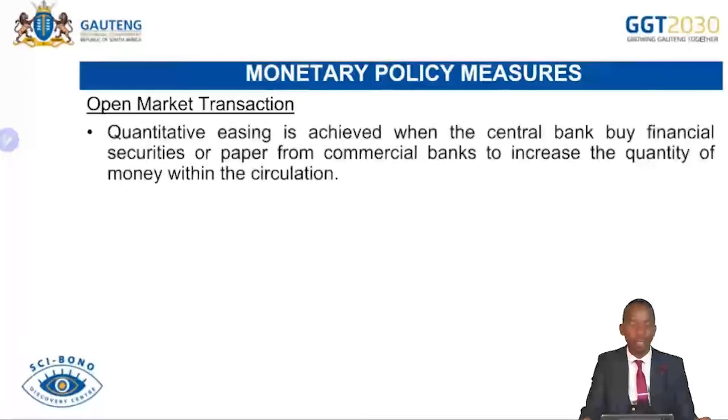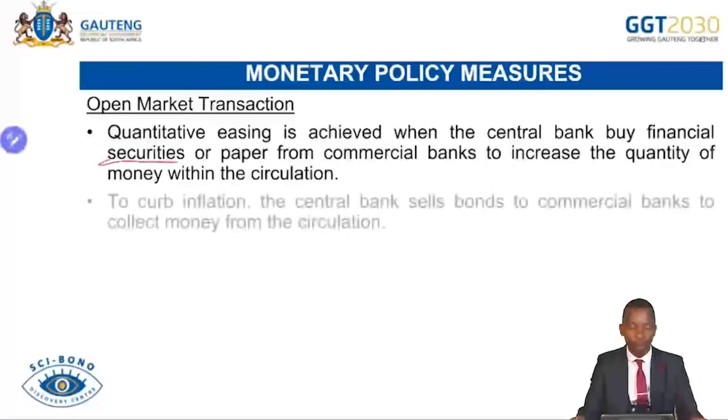Open market transactions. In this case, quantitative easing is achieved when the central bank buys financial securities. But now, in this case, to curb inflation, the Reserve Bank can intervene by doing what? By selling bonds or financial securities to commercial banks, so that they will be collecting money. Remember, the money that is kept in the central bank is not available in circulation. Therefore, there will be less demand for goods and services.